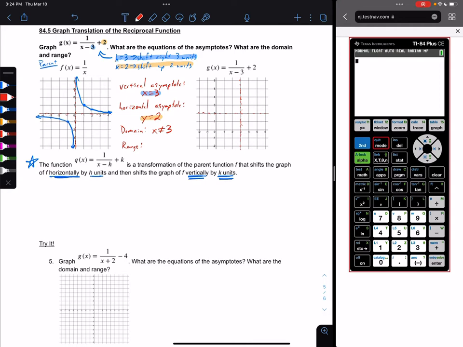Our range. So a range you can base off of the horizontal asymptote. So since y is equal to 2 for the horizontal asymptote, in the actual function, y cannot be equal to 2. So again, these tie in together, and the domain ties in with your h value and your vertical asymptote.